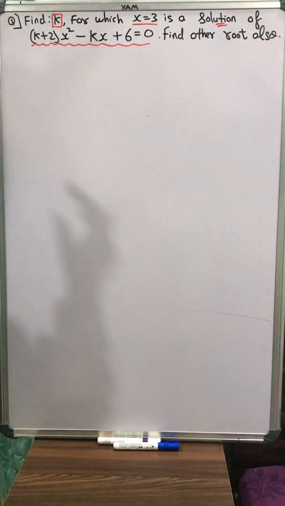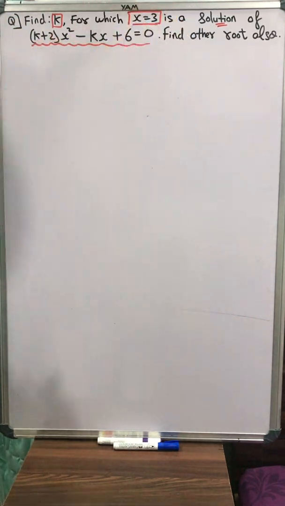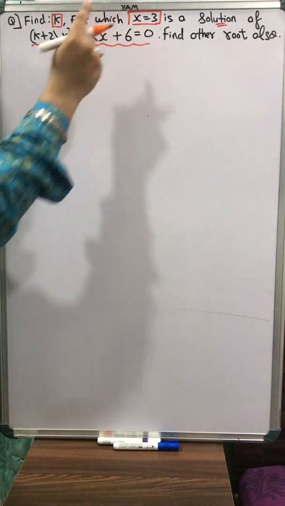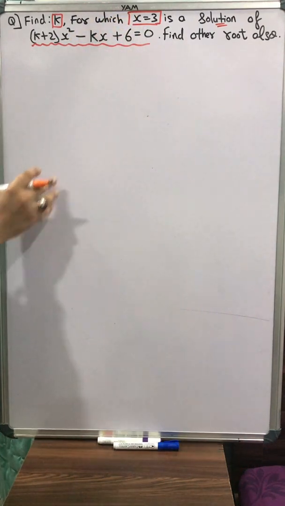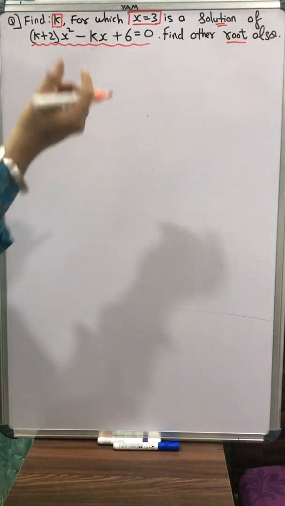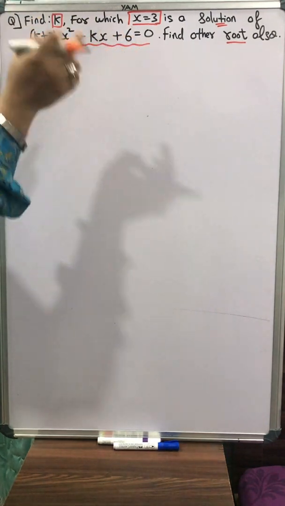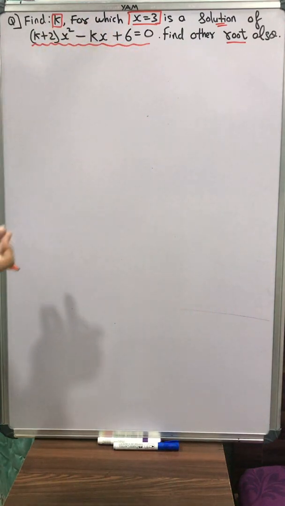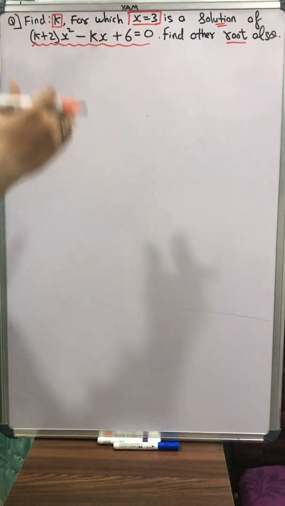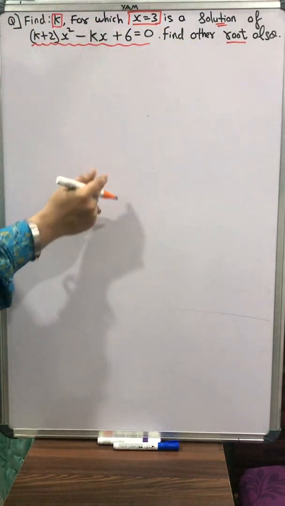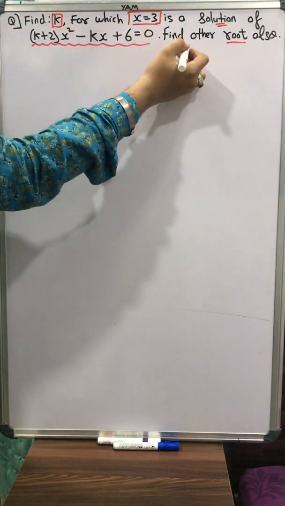But first of all, to start with, what is this x equal to 3? Students, x equal to 3 is one of the roots. What do you mean by root? Root means that value which you substitute in the given equation and that satisfies your equation. So any number which satisfies your equation becomes the solution of that equation, and the other word for it is the root.